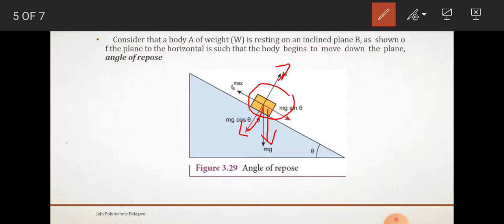So which is the angle of repose over here? Let us consider a body. This is the body shown as the yellow block, of mass or weight W, which is acting downwards, resting on the inclined plane. As shown in the figure, the plane is inclined to the horizontal in such a way that the body begins to move down the plane. So this theta is called the angle of repose.